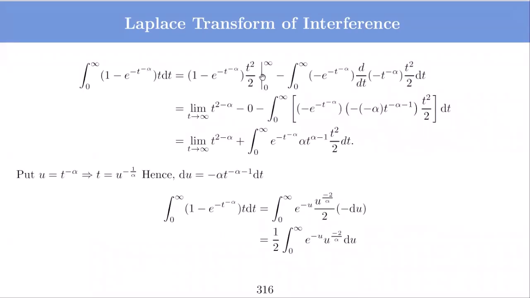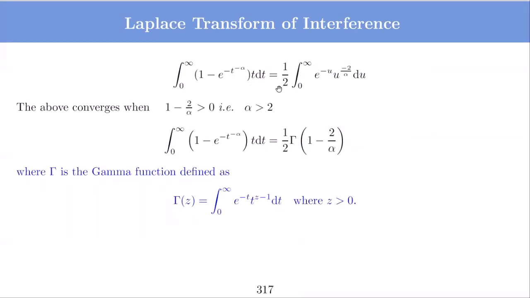In the first term, I have to apply the limit at infinity because one term is going to infinity and the other term is going to 0. So if I apply both, I will get a term here, limit t tends to infinity, t to the minus alpha. And this term will nicely integrate to this term. Okay. To further solve this, I will put a substitution u equal to t minus alpha, and I will get this form, which is in the form of a gamma function.